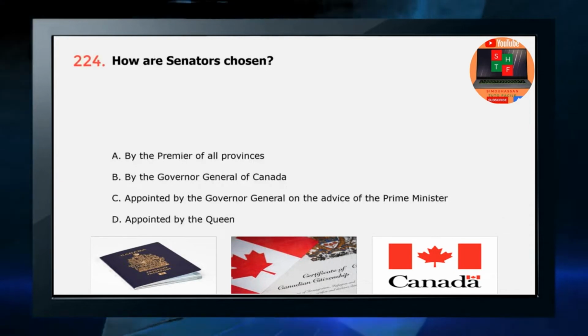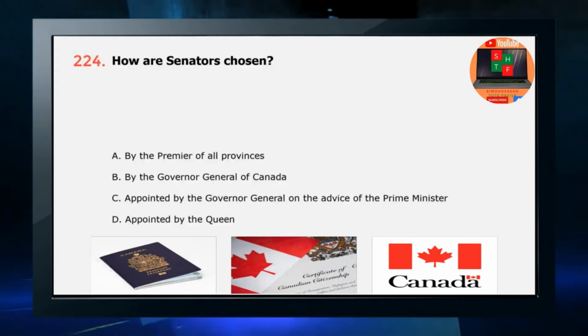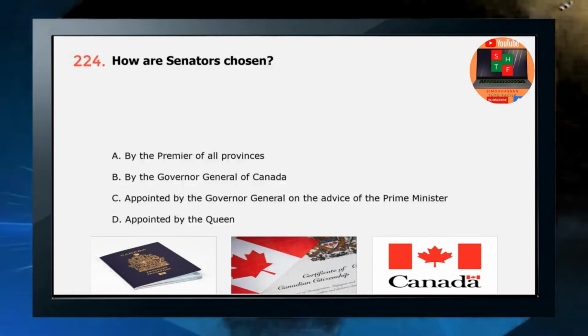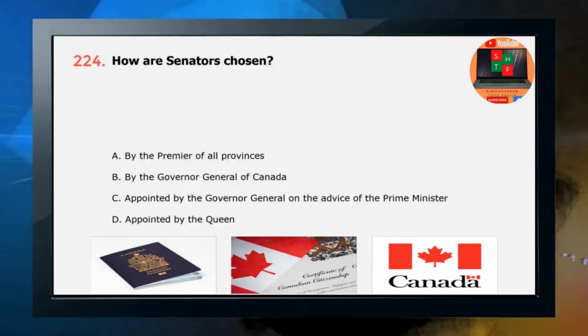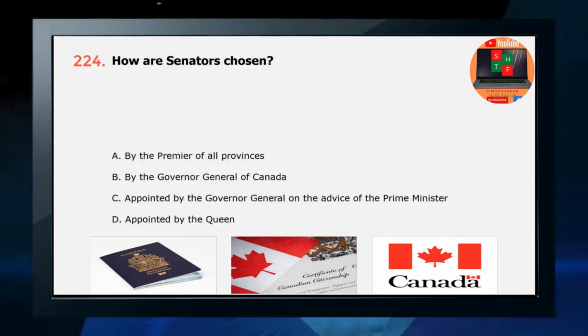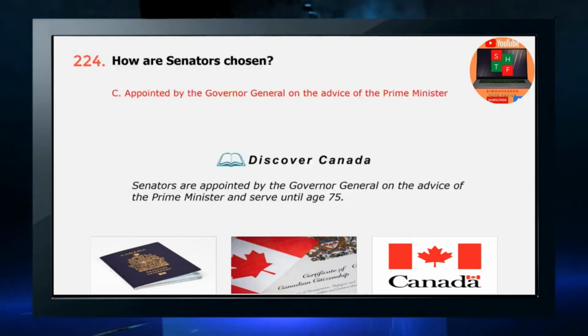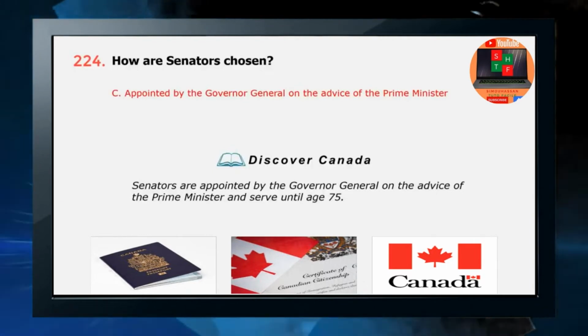Question 224. How are senators chosen? A. By the Premier of all provinces. B. By the Governor-General of Canada. C. Appointed by the Governor-General on the advice of the Prime Minister. D. Appointed by the Queen. The answer is C. Appointed by the Governor-General on the advice of the Prime Minister.